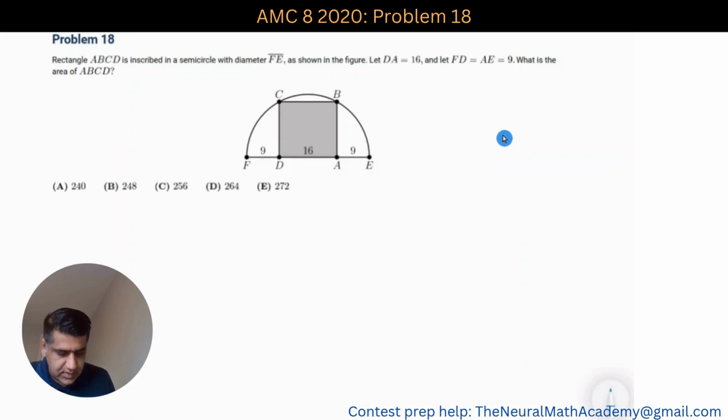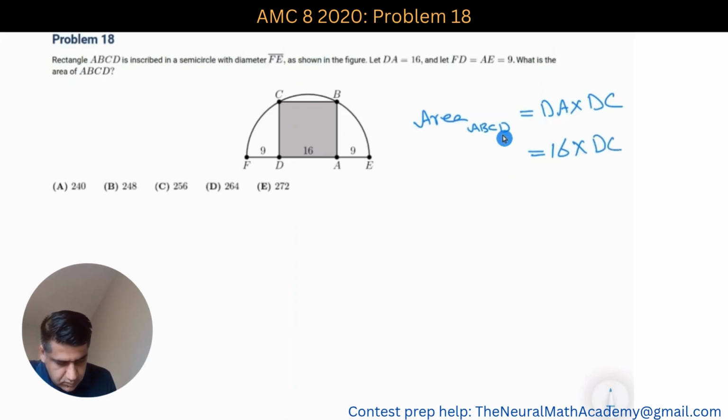So to find the area of ABCD, we need to know the length for DA, and also we need to know the length of DC or AB. So we are given DA, that is 16. However, we have to find DC. So we can find DC by making use of some of the dimensions that we are given here.